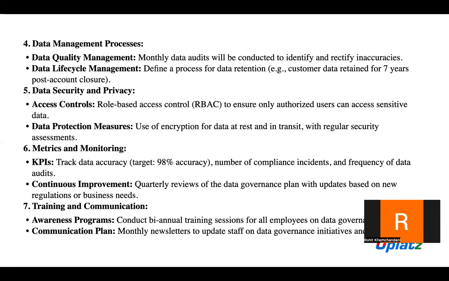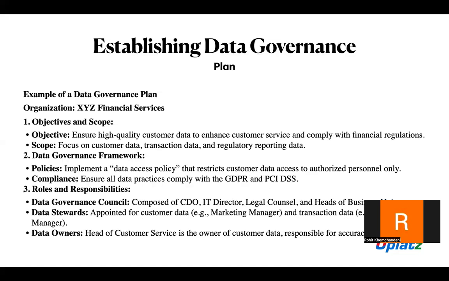So these are the components of a data governance plan. The first is objective and scope. Purpose: define what the organization aims to achieve with data governance. For example, improve data quality, compliance, and better decision making. So in this, there is enhancing customer service. Scope will specify which data domains the plan will cover, like customer data, financial data, regulatory data, etc.